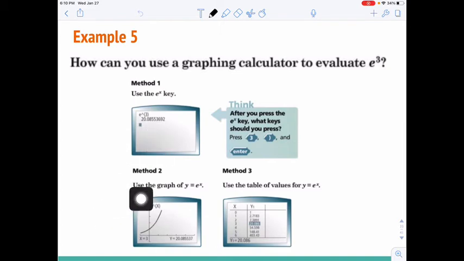You'll get the value 20.08553692. You can also use a graph. If you graph y equals e to the x, you can find the value x equals 3, and it'll give you that exact same y value. The third way is to use the table for y equals e to the x. At your y equals, you would put e to the x, look at the table, and then you can go to the value of 3, and again, it'll give you 20.086. All 3 of these are options you can also do on Desmos.